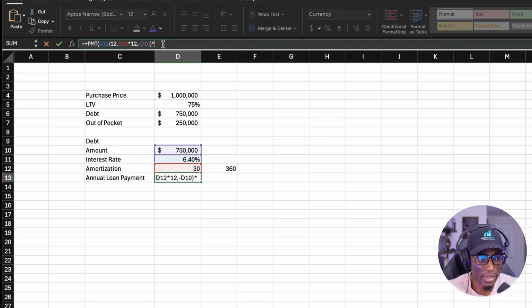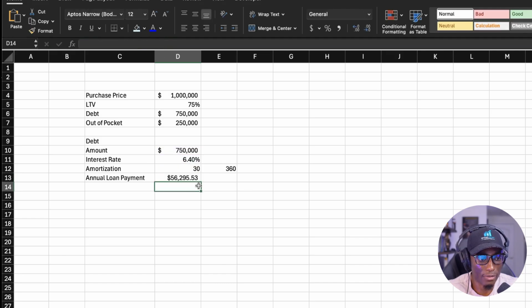So our annual debt payment is the monthly payment multiplied by 12. That investor is paying a total of $56,295 each year in debt service.